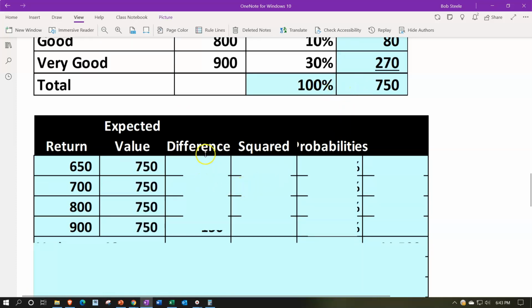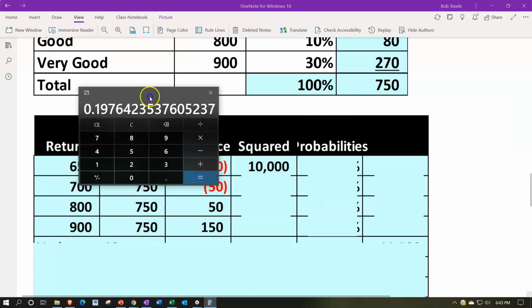The difference then being the 650 minus the 750, negative 100, 700 minus 750, negative 50. And the 800 minus the 750 is 50. The 900 minus the 750 is 150. The first two being negative, the second two being positive. Then we will square each of them.